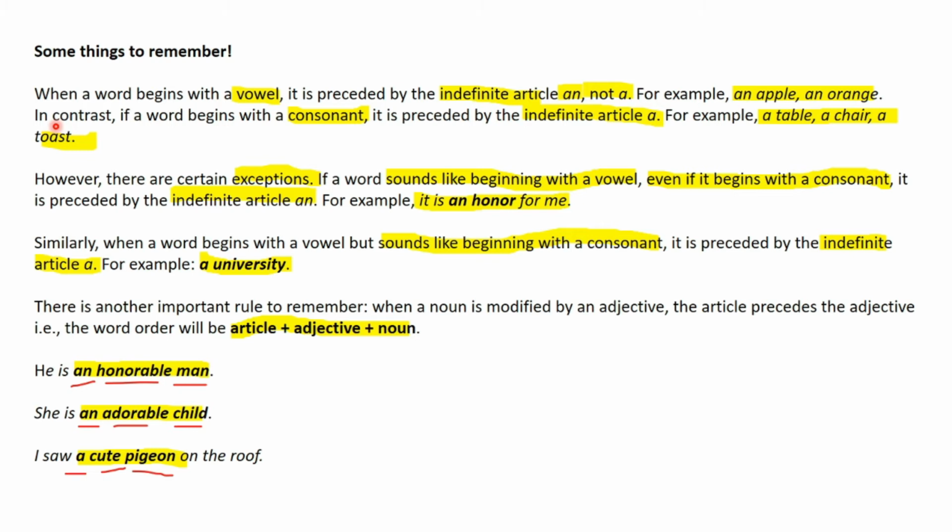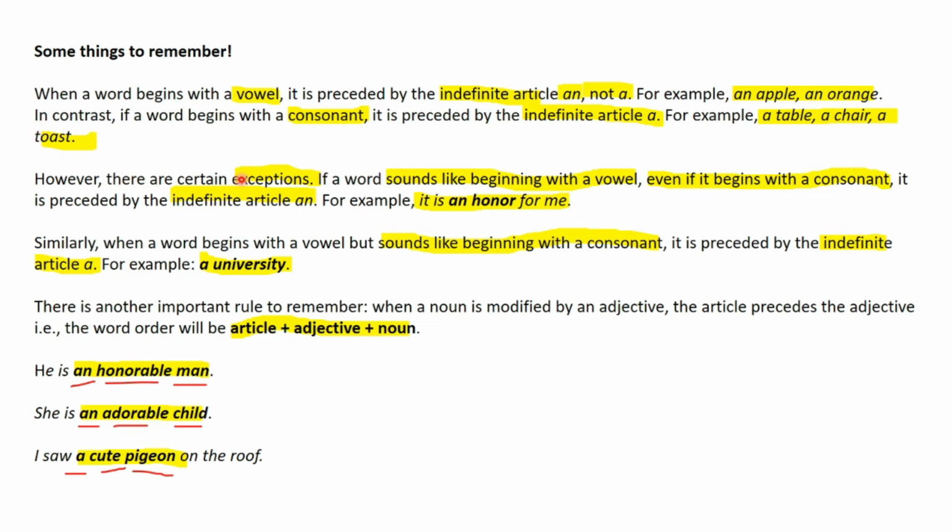With reference to articles, you need to keep a few things in mind. When a word begins with a vowel, it is preceded by the indefinite article an and not a. See, these nouns are beginning with a vowel. A is a vowel, O is a vowel: apple, orange. In contrast, words that begin with a consonant are preceded by the indefinite article a. A table, T is a consonant. A chair, C is a consonant. A toast, T is a consonant.